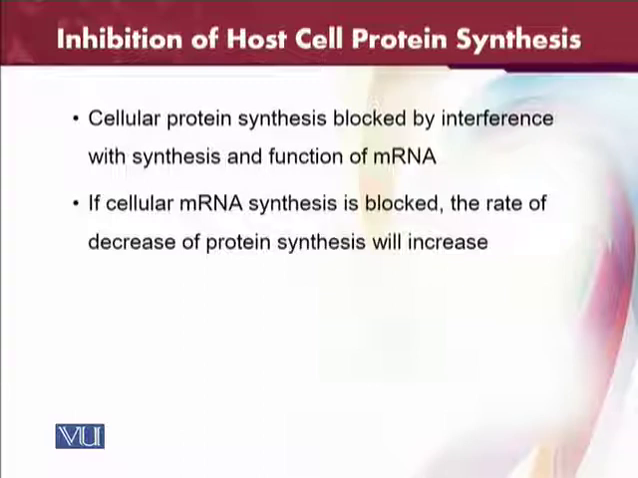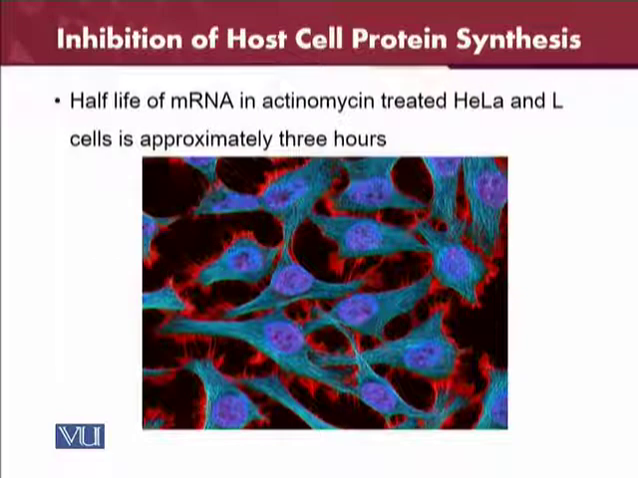The cellular protein synthesis is blocked by interference with synthesis and functions of the mRNA in some of the conditions. If the cellular mRNA synthesis is blocked, the rate of decrease of protein synthesis will also increase. Similarly, if the rate of decrease of protein synthesis increases, the mRNA synthesis may also be blocked. Here you can see the half-life of mRNA in actinomycin treated HeLa and L cells is approximately 3 hours. Similarly, we will take another example of the Newcastle disease virus later.